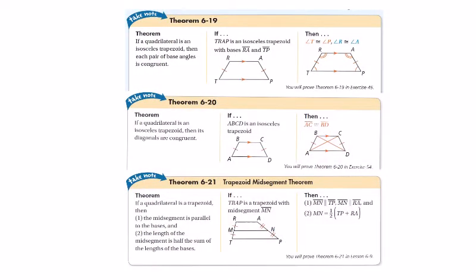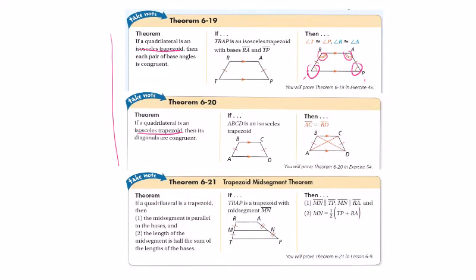So here's what we know about trapezoids. First of all, isosceles trapezoids. If we have an isosceles trapezoid, then two things are true. One is that the base angles are congruent, so T with P in this case, and also R with A.